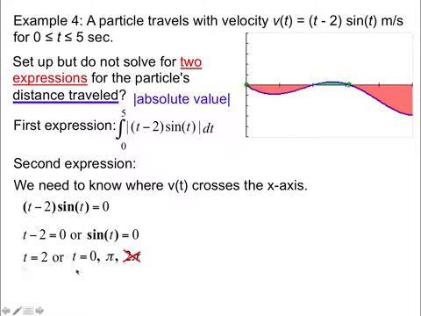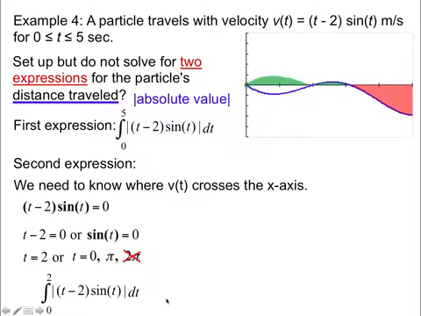So these values, these roots to the function, are going to give us our upper and lower bounds. So we're going to start by writing the integral for this first region. So we're going to have that integral then from 0 to 2. And since this region is negative, we're going to need to use our absolute values.